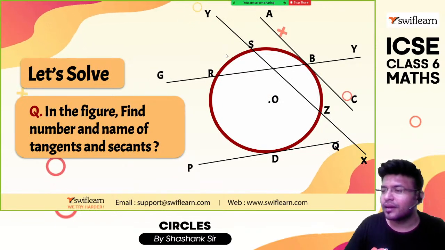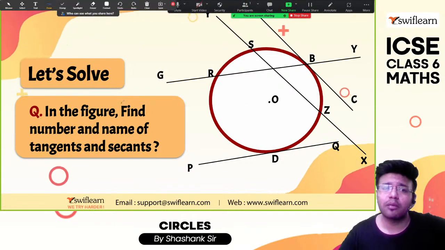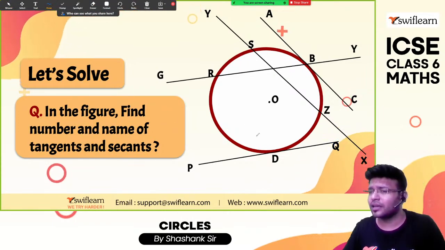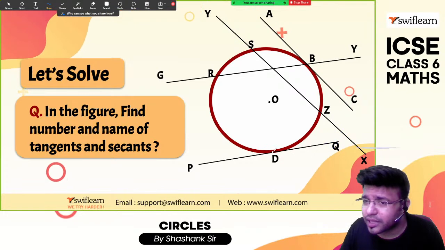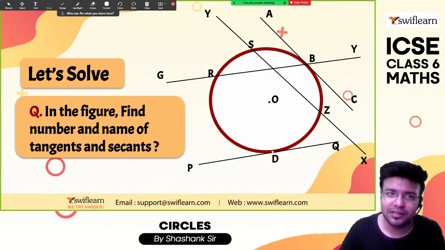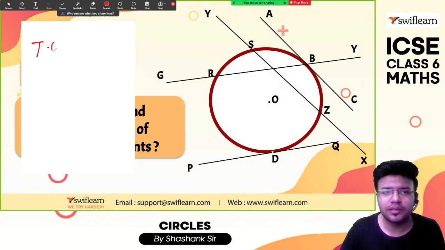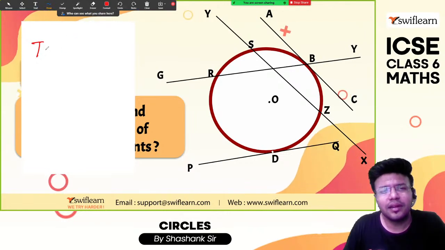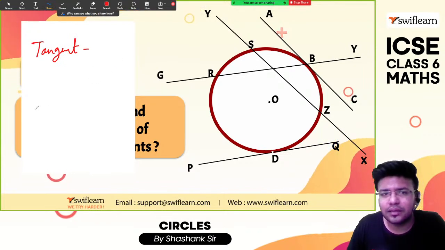बहुत हो गया पढ़ाई. Half circle, yes, Ankrit. Half circle is a semicircle. देखो यहाँ पे. Let's solve this in the figure. Find the number and names of tangents and secants. What is a tangent? A tangent is a line which touches only one point on the circle. ये देखो, only one. Okay, so this is a tangent. So मैं यहाँ पे लिखूंगा tangent. Tangent. Okay, and I'll write secants.